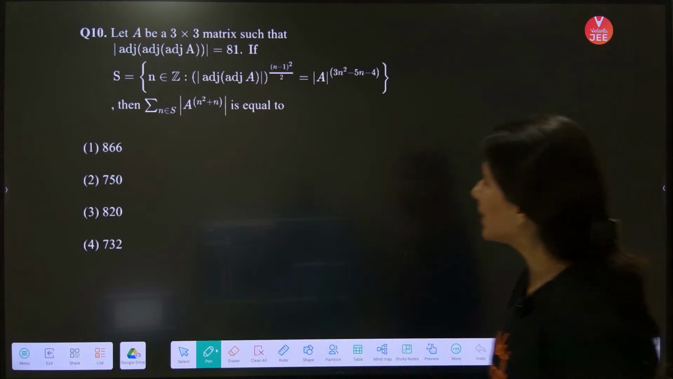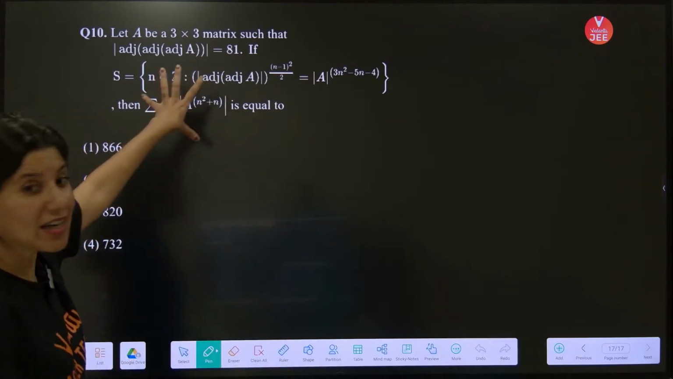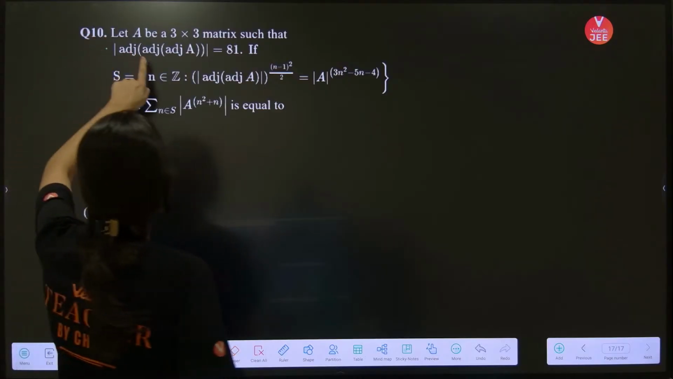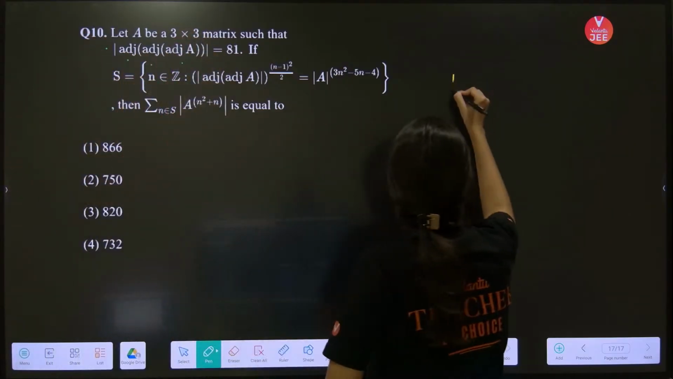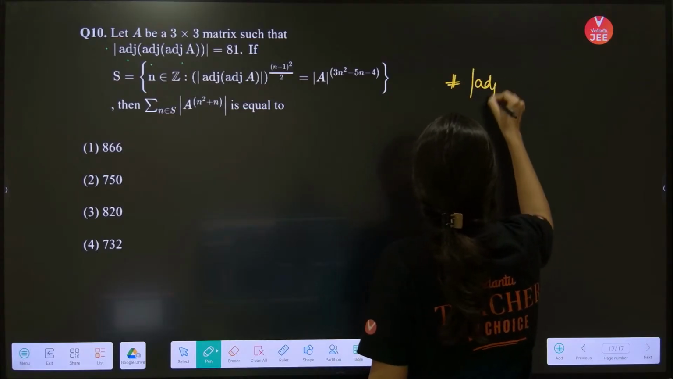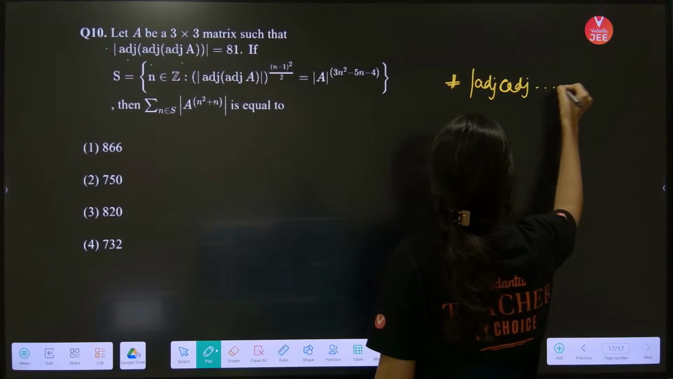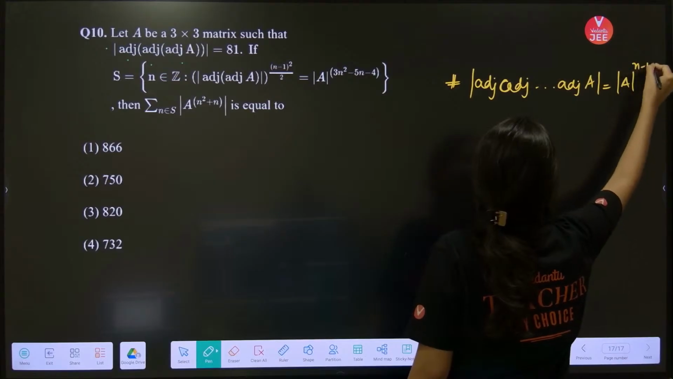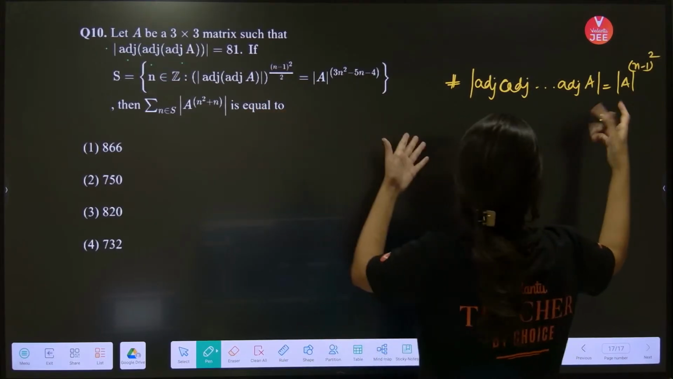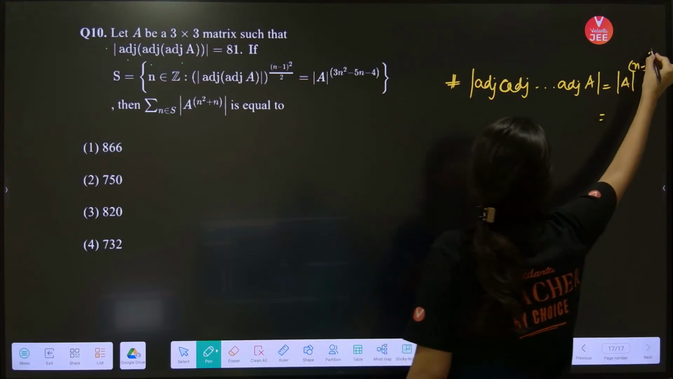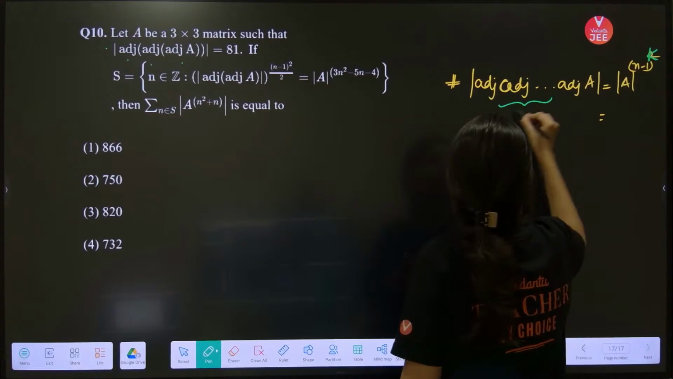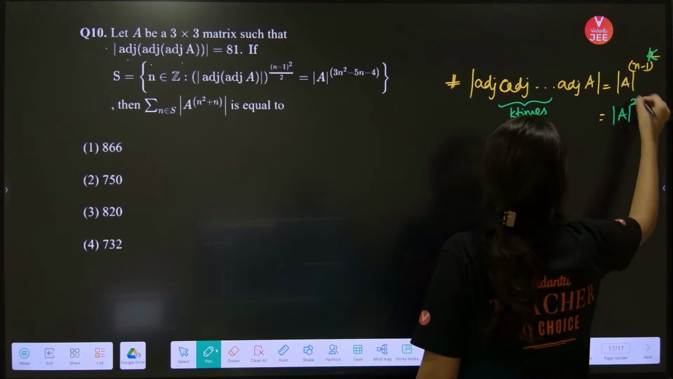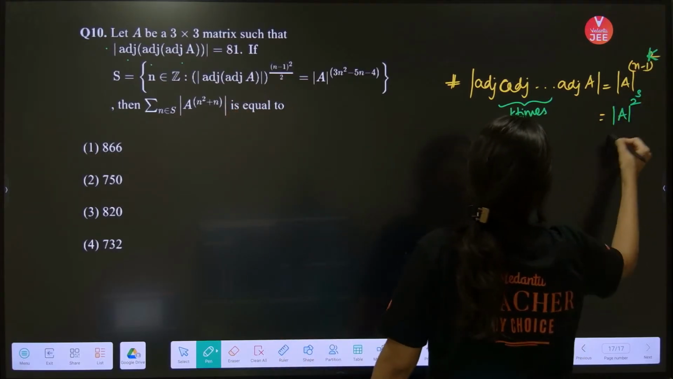Now this question is very easy. This looks difficult, but it is not difficult. Trust me on this. Understand, the first equation is given. So can we solve adjoint, adjoint, adjoint? Let me tell you the property. The first property says that adjoint, adjoint, and so many times adjoint is determinant of A power (n minus 1) power k. Here n is 3. What is k? How many times adjoint is written. So determinant A power 2, and now 3 times it is written, so power 2 cube.